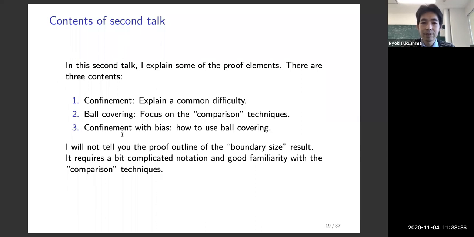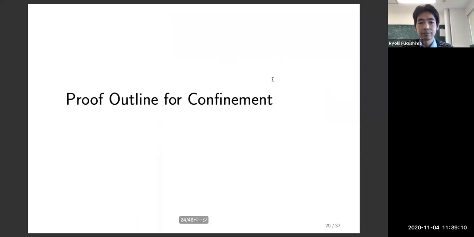In particular, what is missing is the proof outline for the boundary size result. I will not tell you because it requires a bit complicated notation, and there we use quite sophisticated comparison techniques. Anyway, you have to read the paper in order to understand that part. My hope is that after this talk, you have a good familiarity with comparison techniques so that you don't have serious difficulties reading our paper if you are interested.